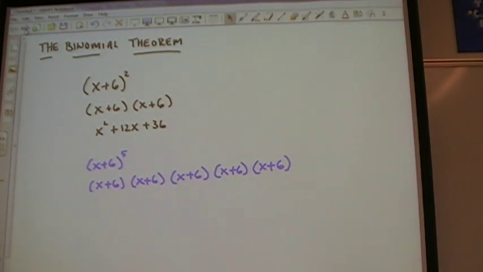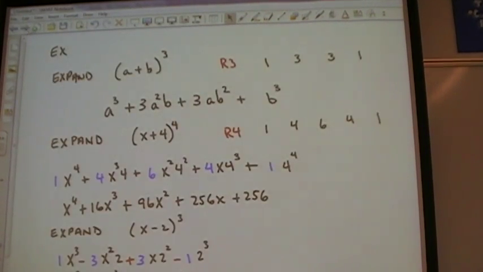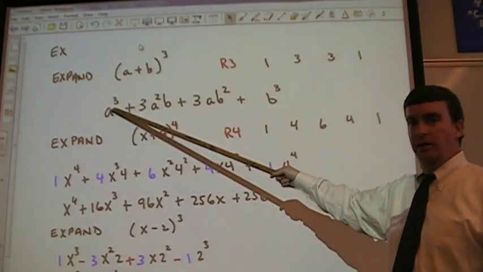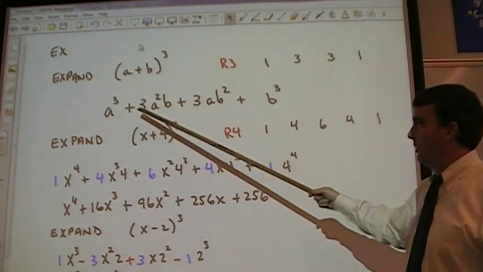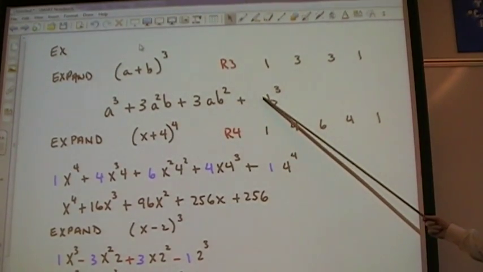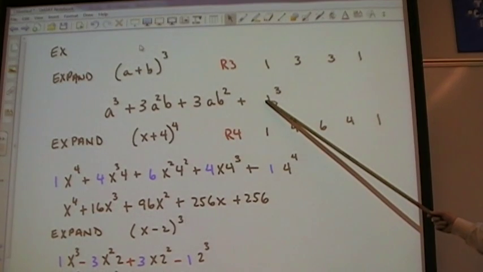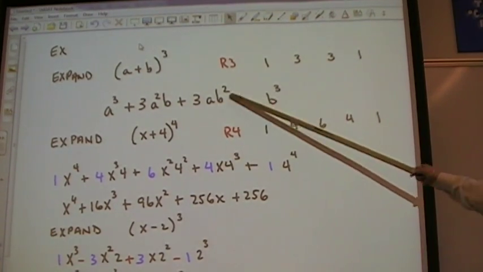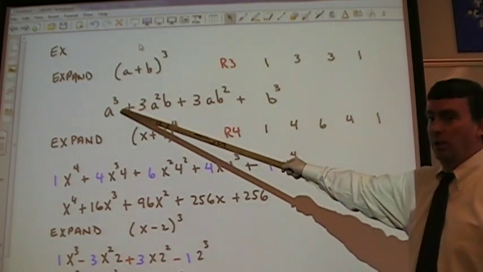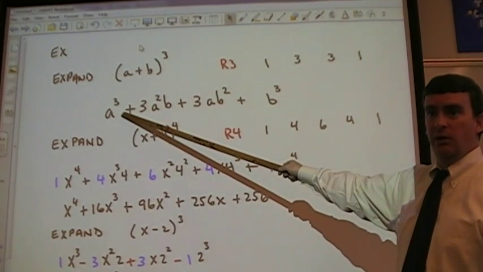Alright, so to get the middle terms, all you do, since I started with a cubed here, I work my way down with the a's. So I work my way down to a squared, a to the first, then a to the 0, which is 1. Okay, with b you do the same thing, but reverse the order. B cubed, b squared, b to the 0. See how easy that is?